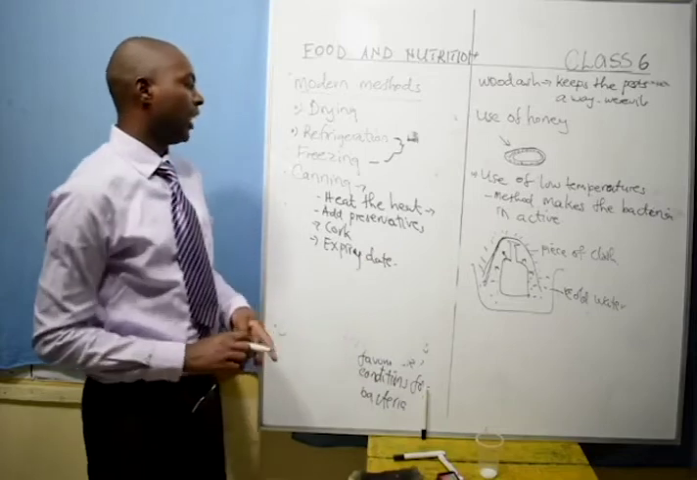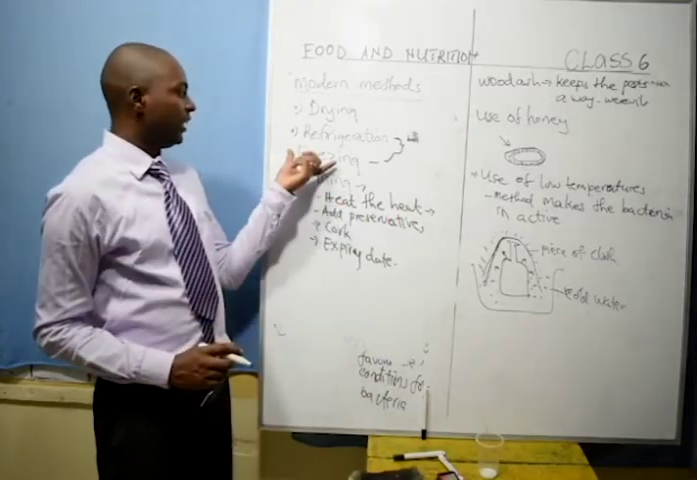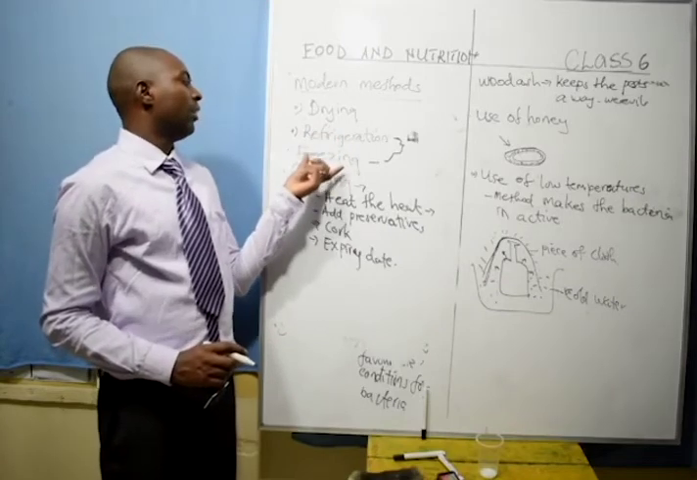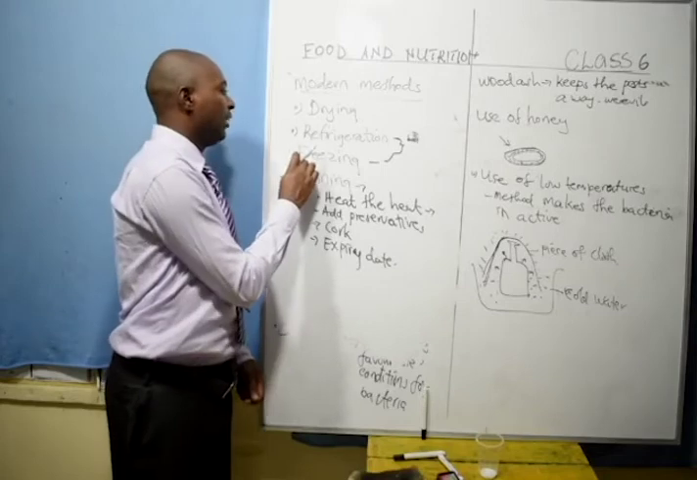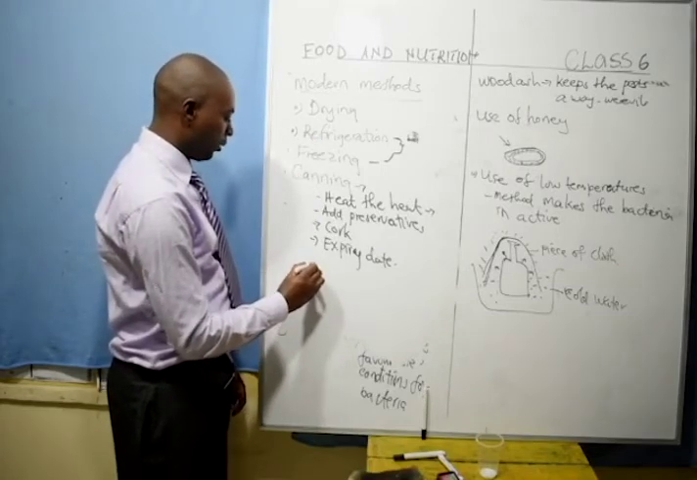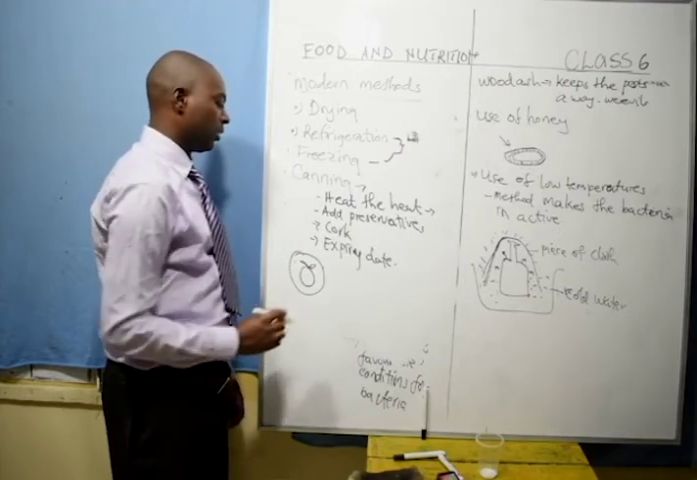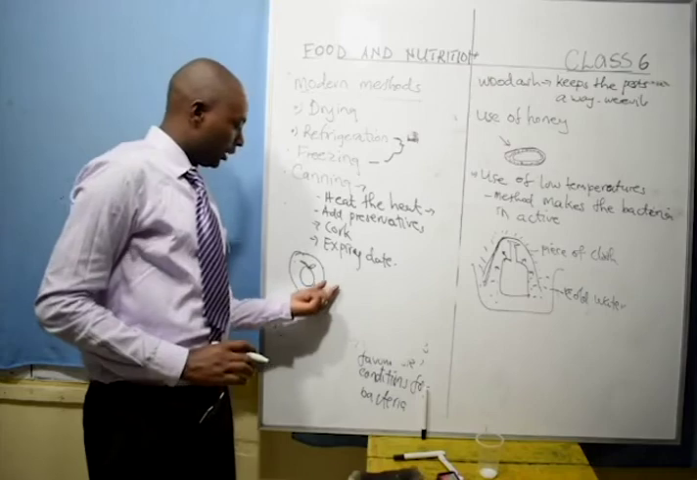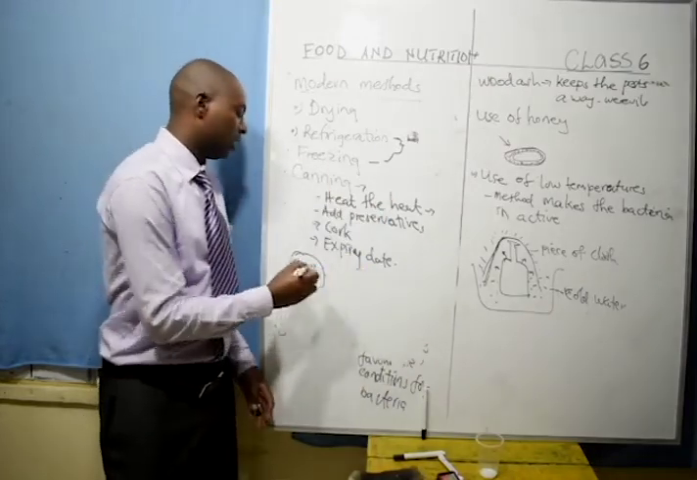If you are asked, why do they heat? It is to remove air. Freezing and refrigeration, they make the bacteria inactive. Then in freezing and refrigeration, if this is an apple and you want to preserve it, ensure that it is in a polythene paper. Because if you put it without the cover, inside the freezer there is a cold current that destroys food taste.